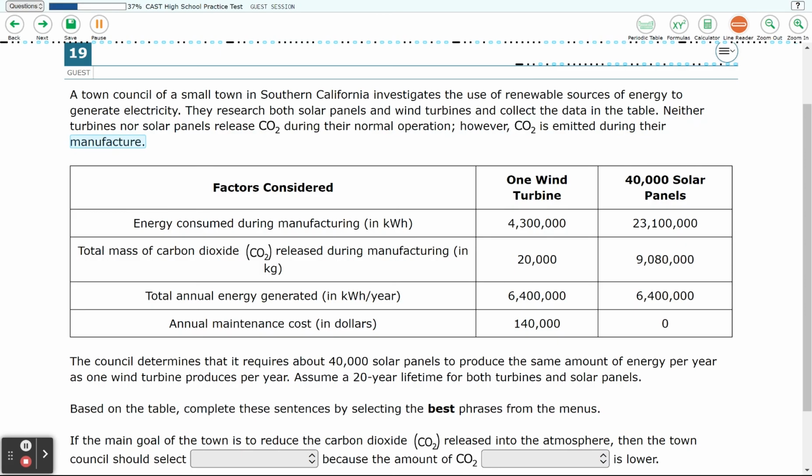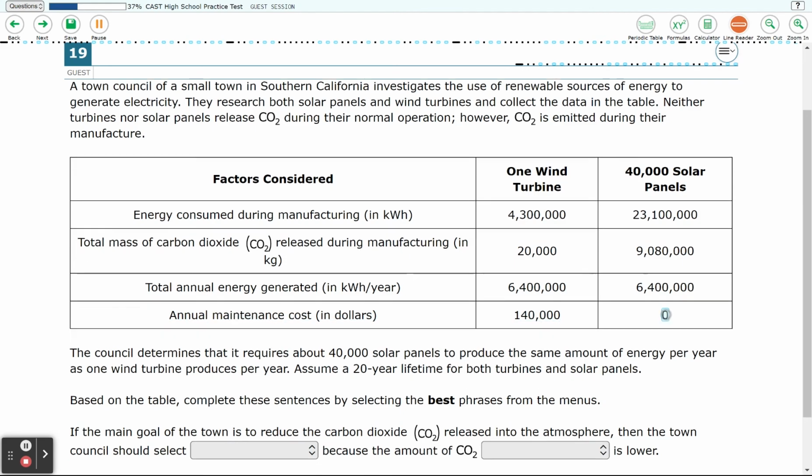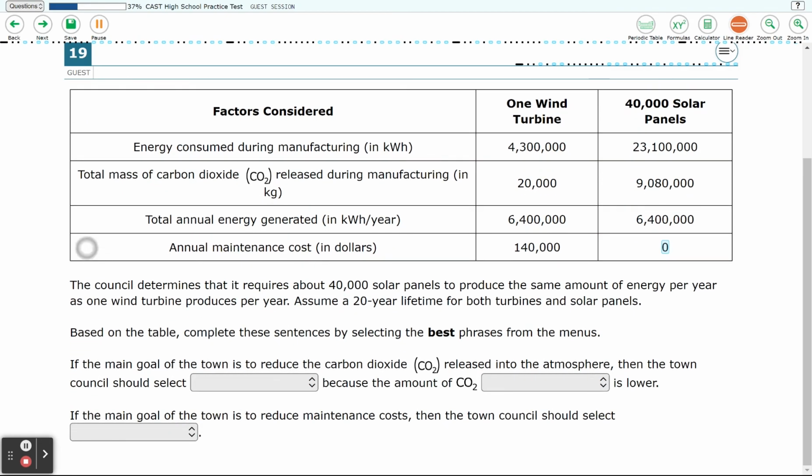Then we see the table here with the energy consumed during manufacturing. We see 4 million and 23 million approximately. Then we see the total mass of carbon dioxide released during manufacturing, and we see 20,000 and 9 million. And we see the total energy generated in kilowatt hours each year, and we see 6.4 million for both, the same. And annual maintenance costs are 140,000 for the wind turbines and 0 for the solar panels.